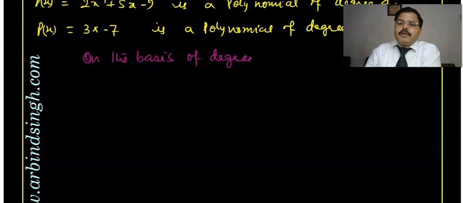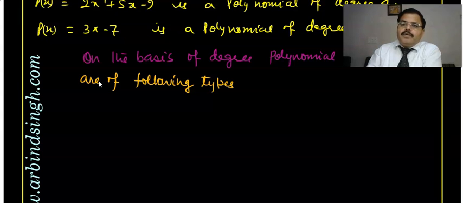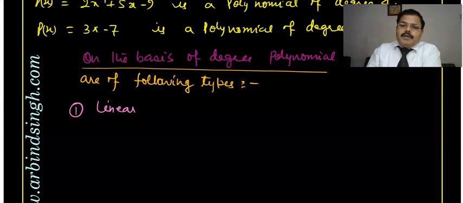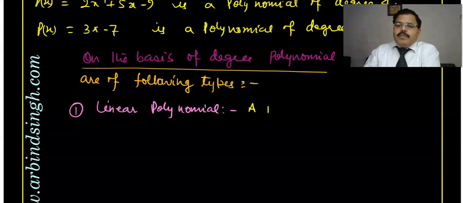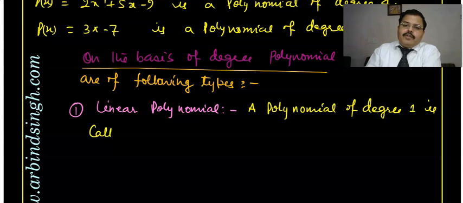On the basis of degree, polynomials are of the following types. What are those? The first one is called a linear polynomial. What is that? A polynomial of degree 1 is called a linear polynomial.